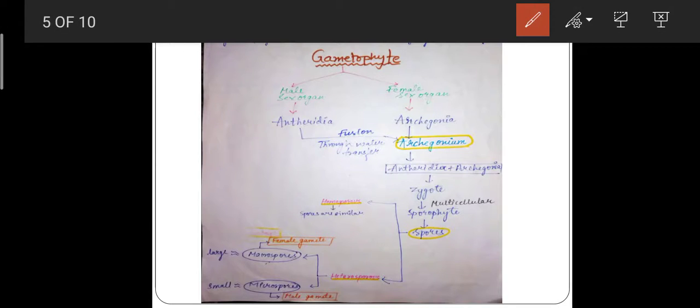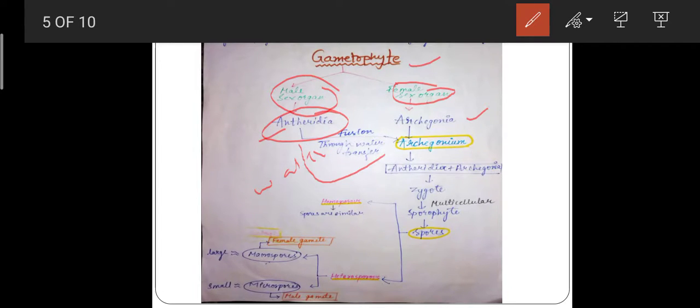This gametophyte has two types of sex organs: the male sex organ antheridia and the female sex organ archegonia. As we know, fertilization takes place with the help of water. The antheridia travel with water and reach the archegonium, where fertilization occurs and develops into a zygote, which further develops into a sporophyte and produces spores.